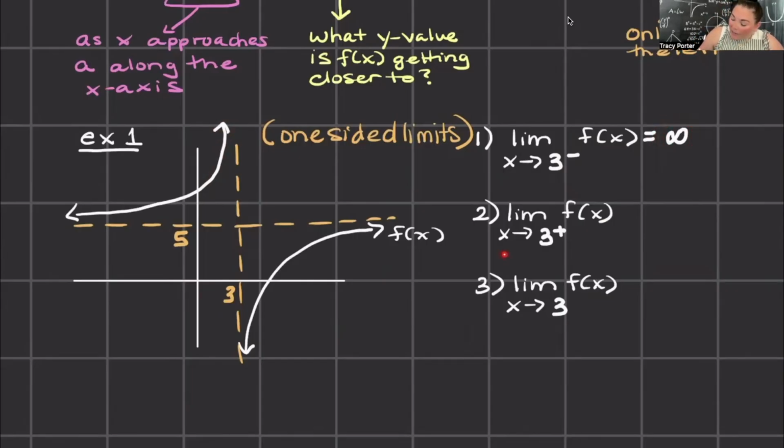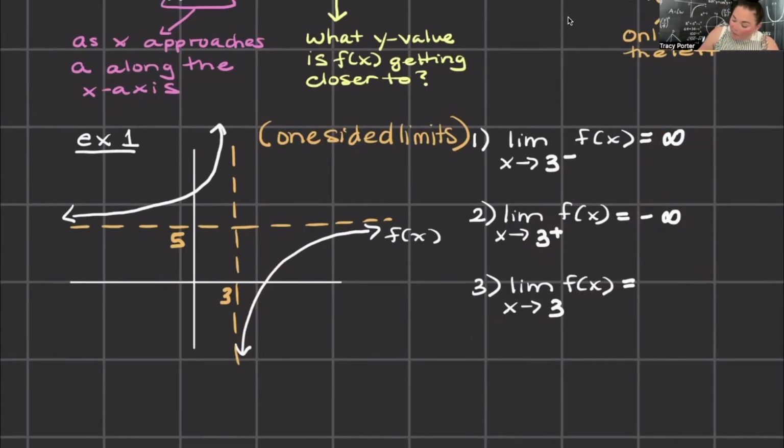Now, as we look at number 2, what happens to the function as x approaches 3 from the right? So 3 from the right, we're going this way. Okay, so we are now approaching negative infinity. So what would we say about the limit as x approaches 3 altogether? Well, the left and right-hand limits are not the same. Not that these values could be equal, but they're not the same. So we're going to say here that this limit does not exist.